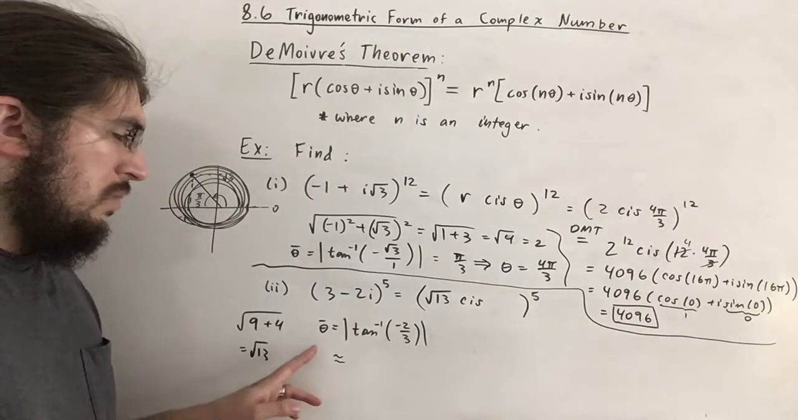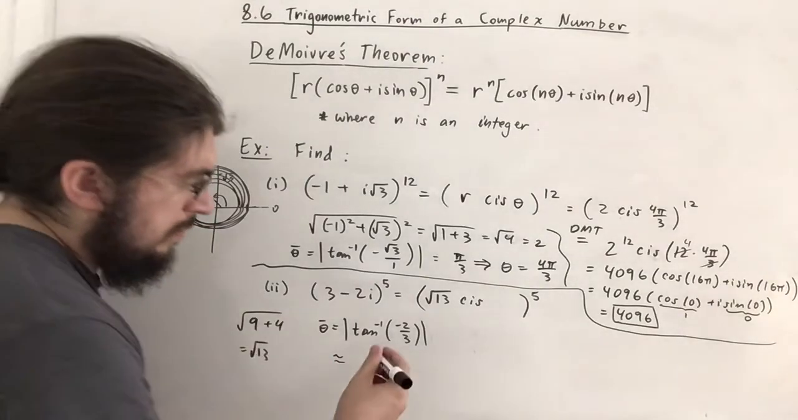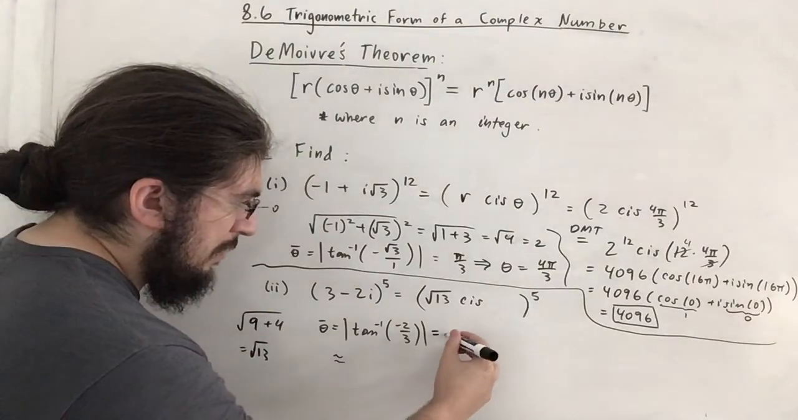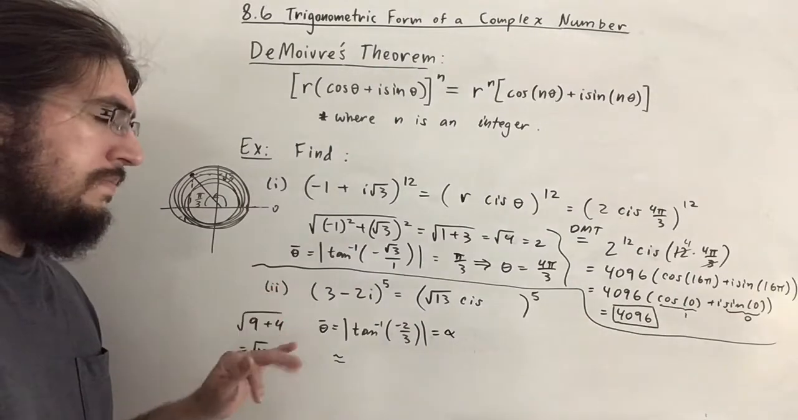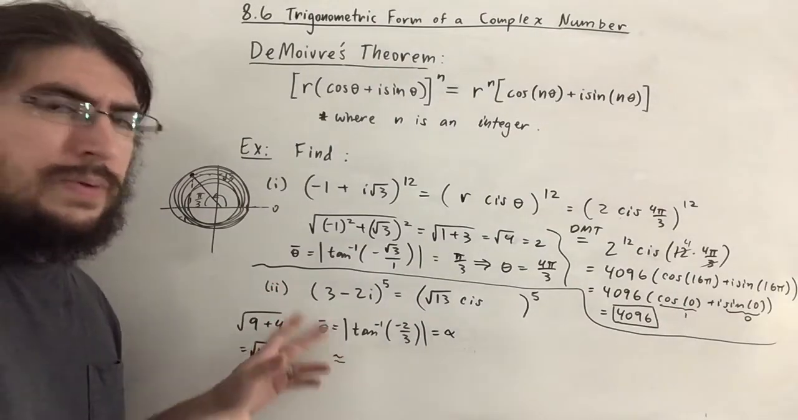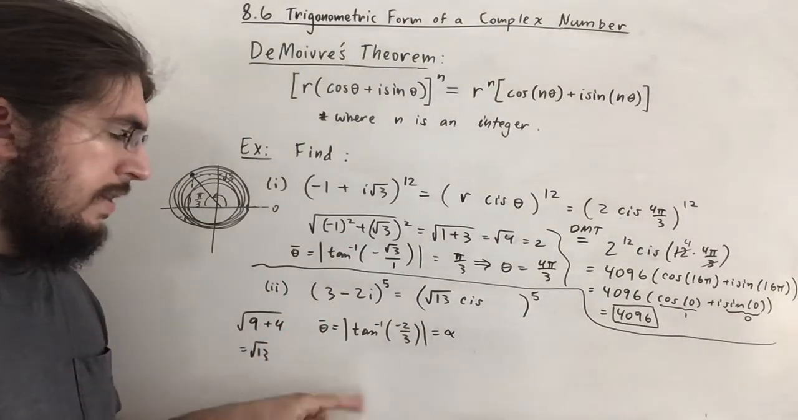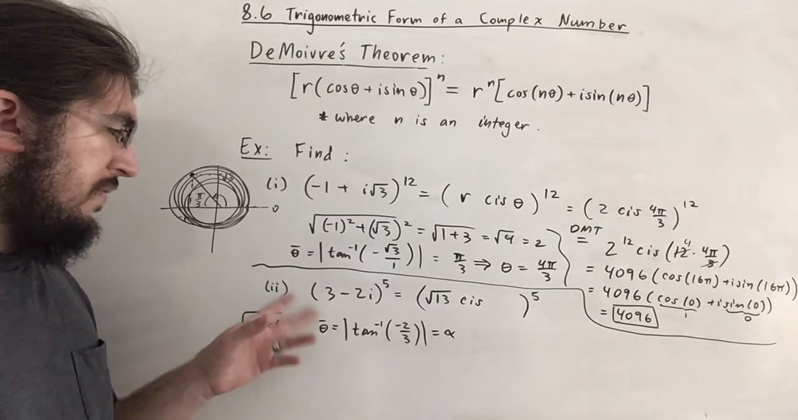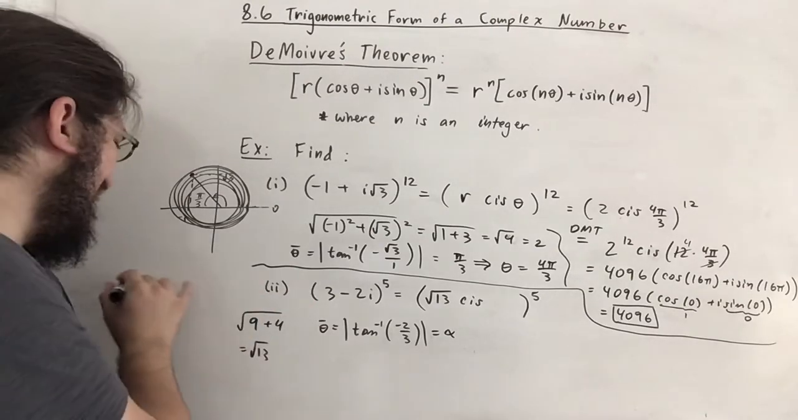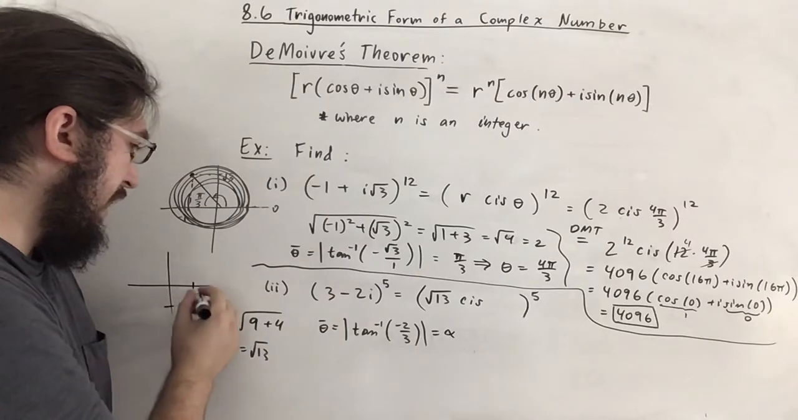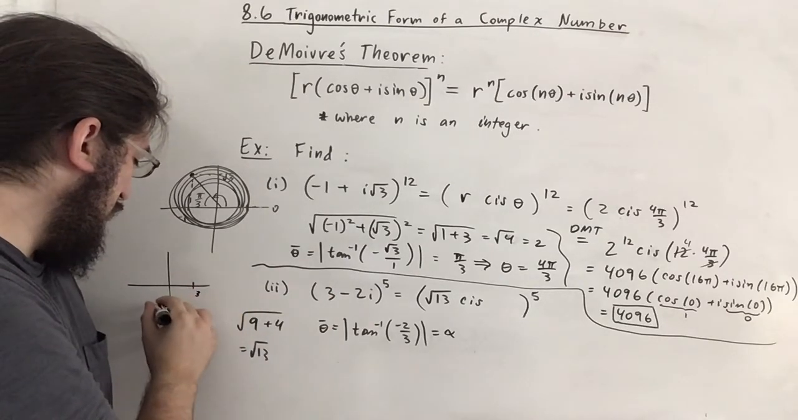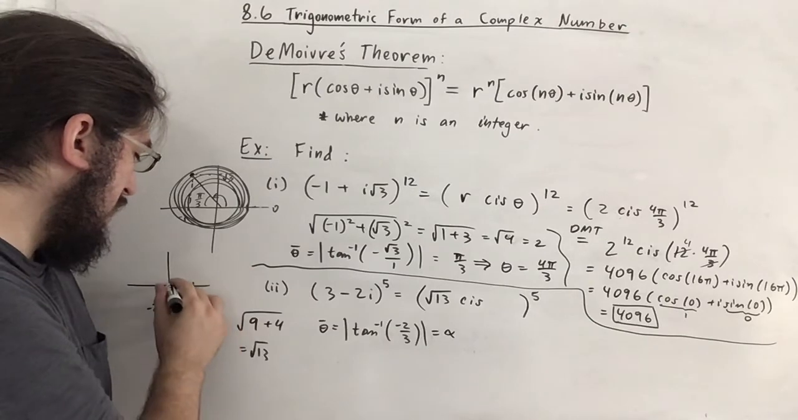The only thing is we have to make sure, I guess we can call it alpha or something like that, which sounds kind of weird. But we have to make sure what quadrant we're in. So if you want to approximate, you can, and that should be okay. But I'm going to figure out what quadrant we're in. And notice that we have a real part that's positive, but an imaginary part that's negative. So we'll end up somewhere over here in the fourth quadrant.